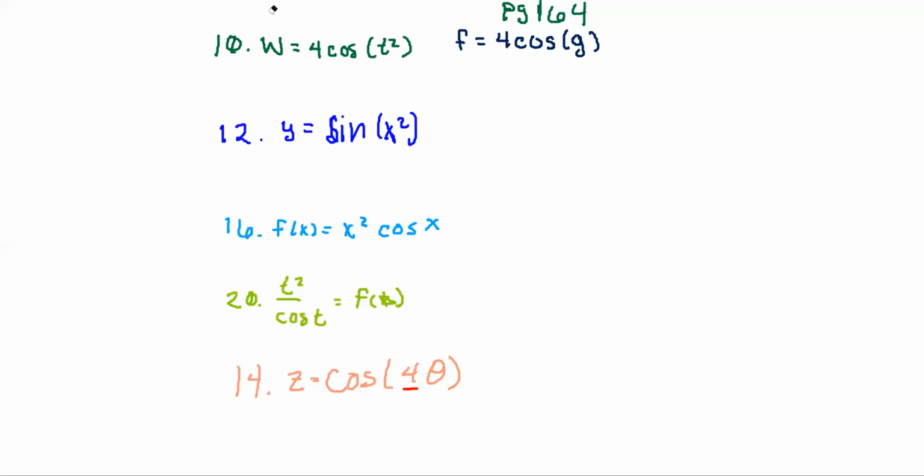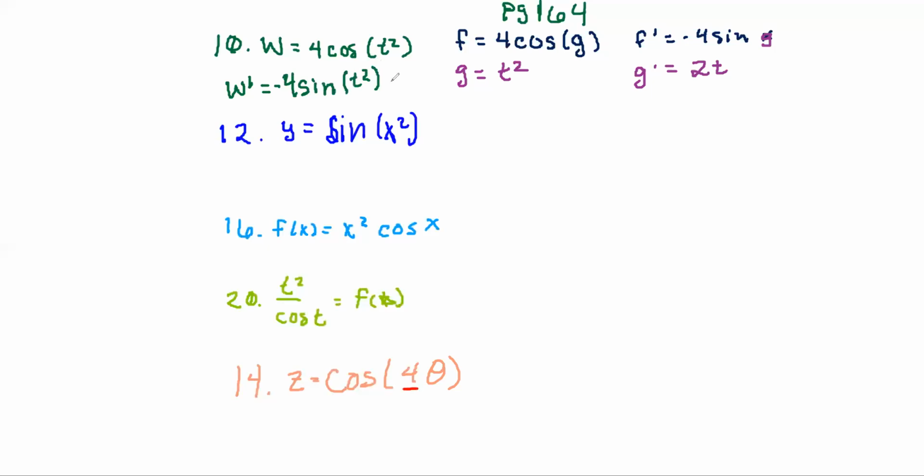But you're correct. And so what we're going to do is find f prime, which, based upon our periodic rules from last week, is going to be negative 4 sine x. Yep, exactly. You got it. And then g is going to be t squared, and g prime is going to be 2t. So we're going to put this all together, and we're going to say that w prime is equal to f prime of g, so negative 4 sine t squared times 2t.